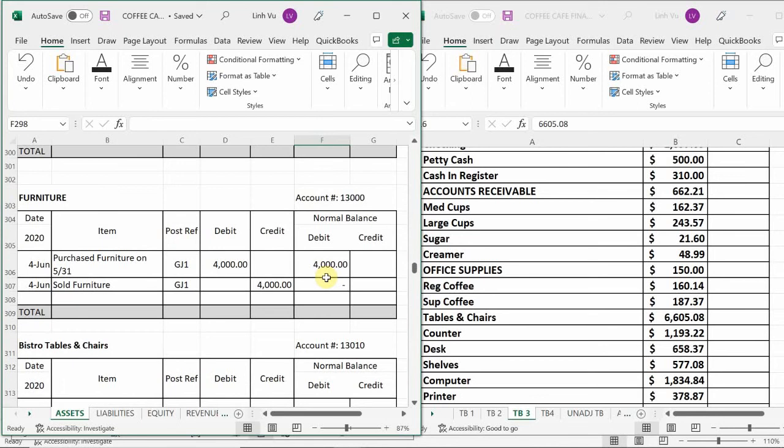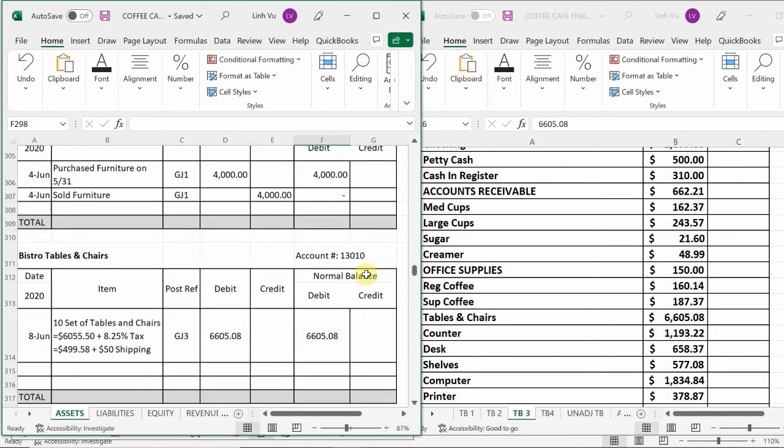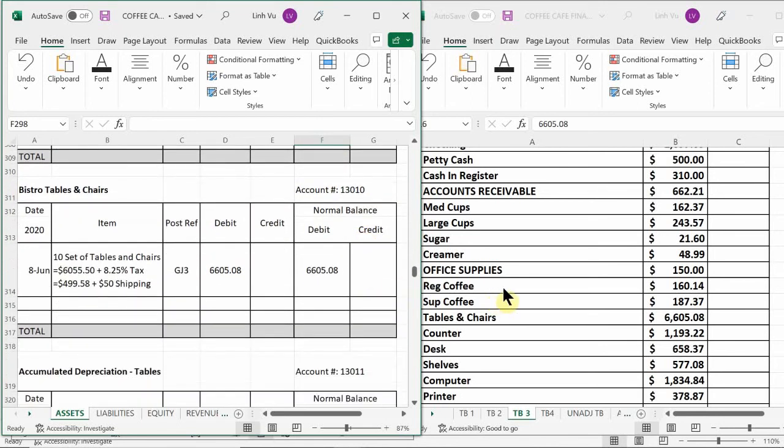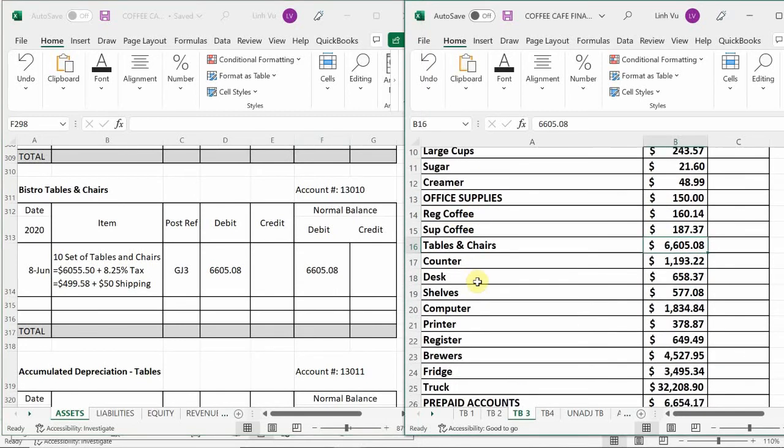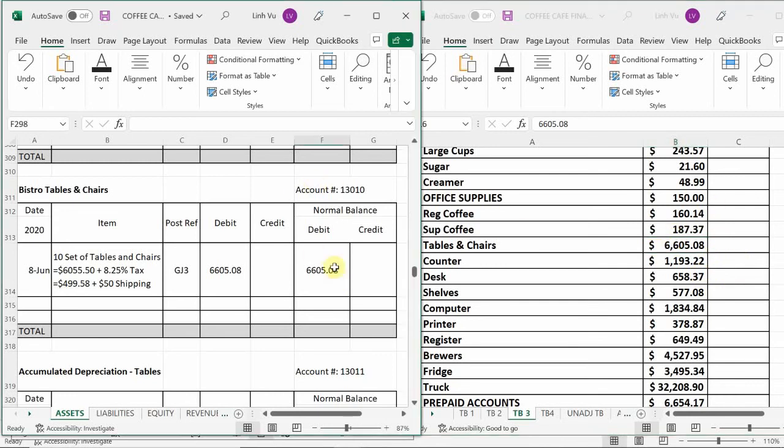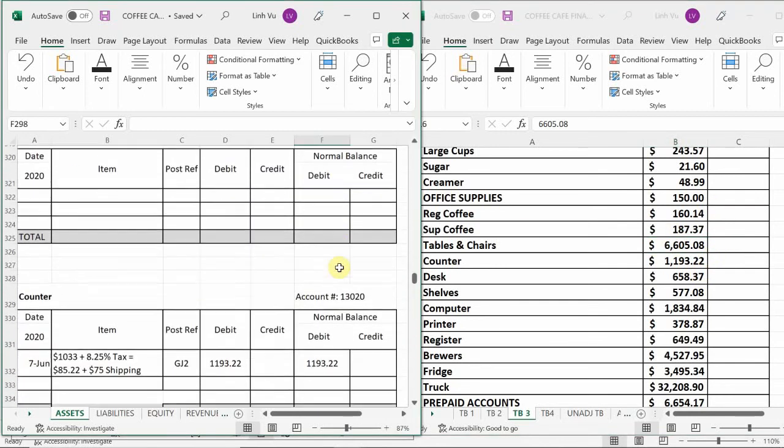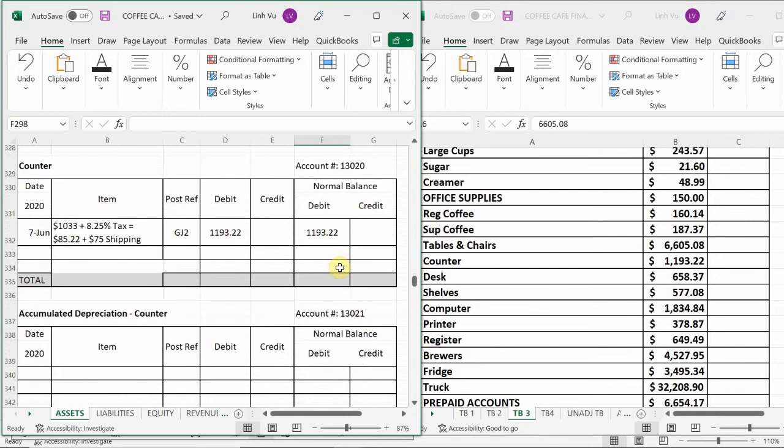Furniture, 0. Bistro tables and chairs. Still the same, 6,000. That's what's saving you time here: I already have tables and chairs already inserted for 660508. So I'm just double confirming that that number is true. So yes, that is true. What is next? My counter, it's still the same. Still at 1193.22.